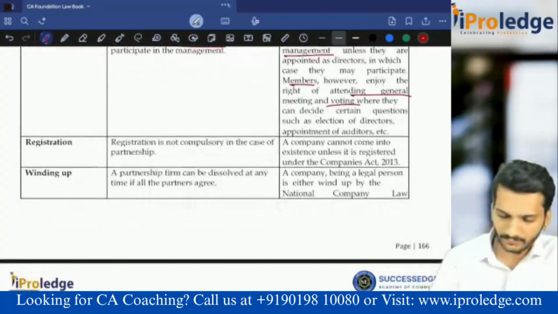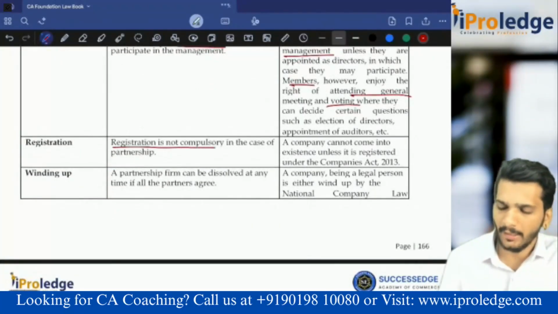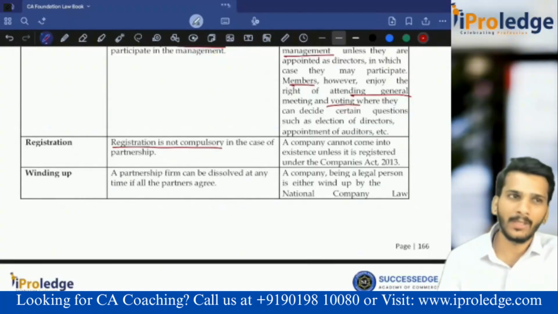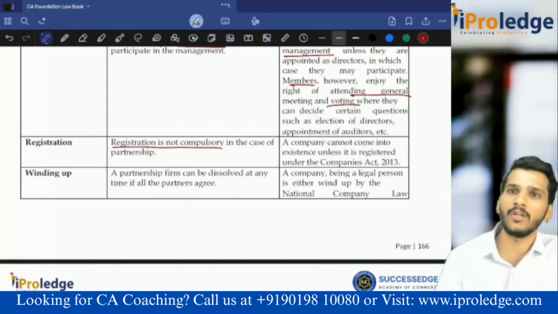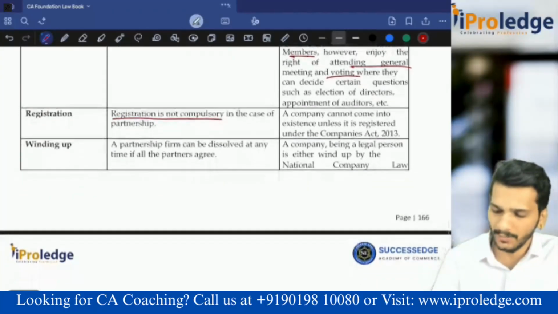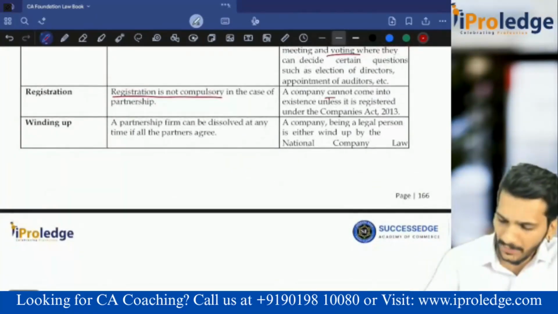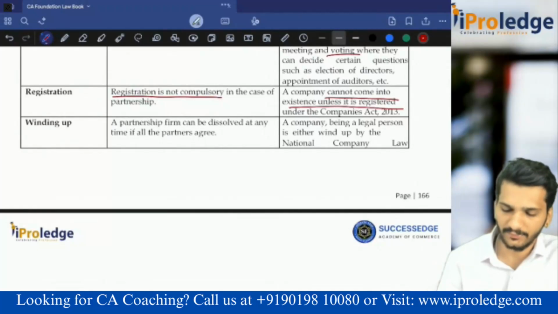That's it. And it is not mandatory to register a partnership firm. But without registration, a company will not be called a company. After registration and incorporation only, it will be a company. A company can't come into existence unless it is registered.